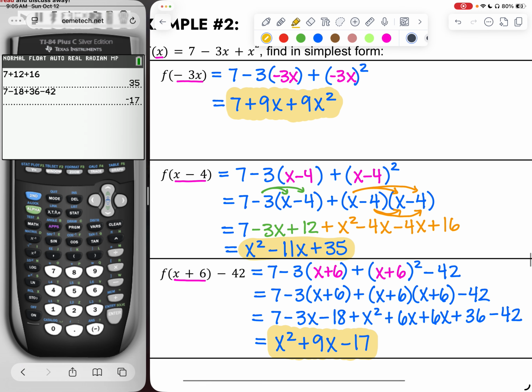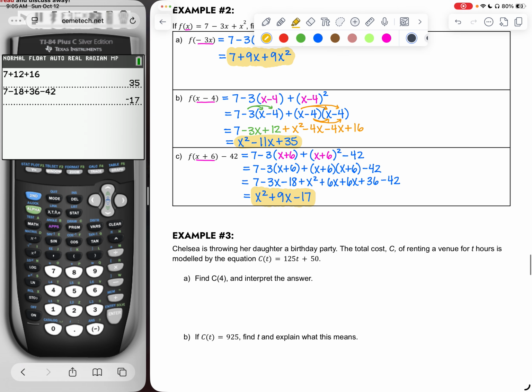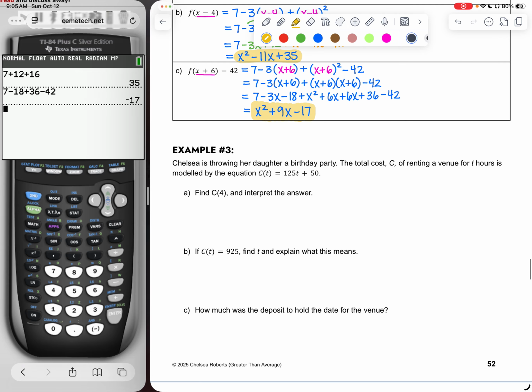All right. So now let's look at our last example, an application problem. It says Chelsea is throwing her daughter a birthday party. The total cost, C, of renting a venue for T hours is modeled by the equation C of T is equal to 125T plus 50. So they told you that C by itself represents the total cost. The T on the inside represents the hours. So when I have C of 4, they're saying the cost for 4 hours. So all I have to do is substitute in.